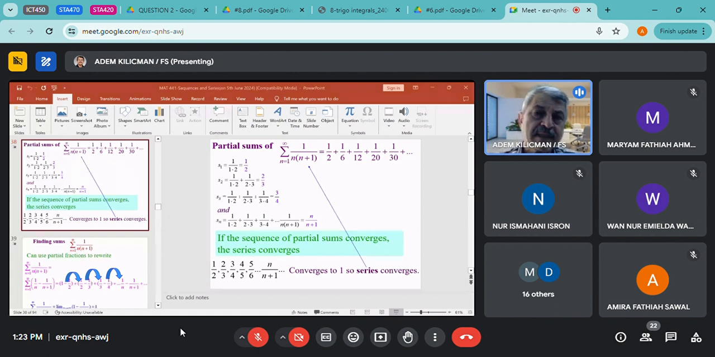Now, what about the summation of the geometric series when we look at it?